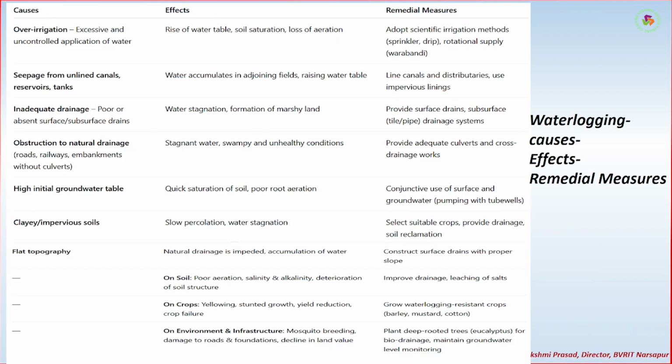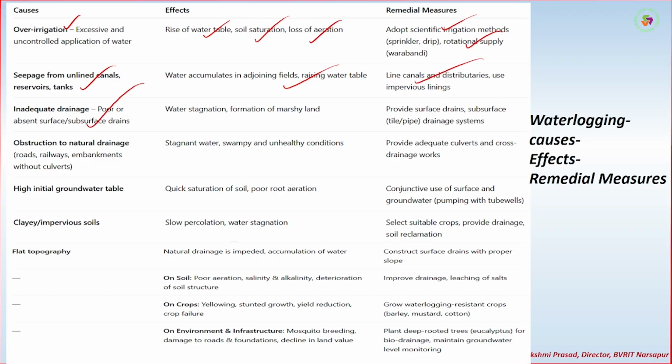Once again, causes, effects, remedial measure. Causes, over irrigation, which we have studied. Effect is rise in water table, soil becomes saturated, loss of aeration, finally waterlogging. And the adoption of scientific irrigation methods, that means go for drip irrigation, go for sprinkler irrigation, then rotational supply. Then seepage from unlined canals, reservoirs or tanks. Water accumulates in the adjoining fields, raising the water table. Lining of canals, this is one of the important things.